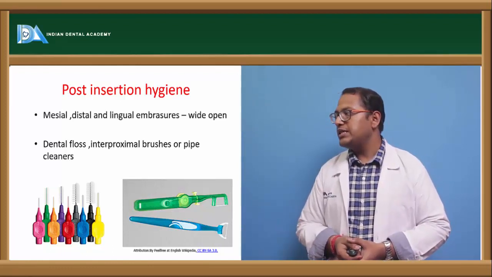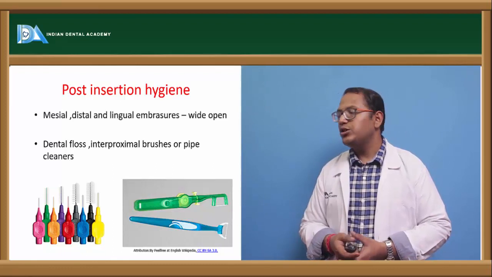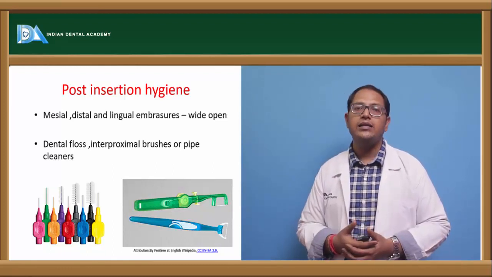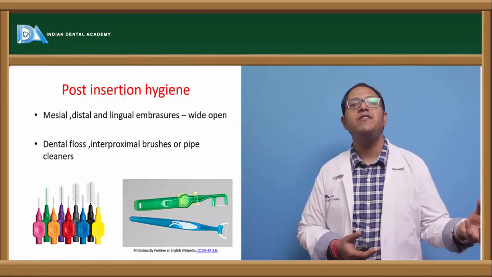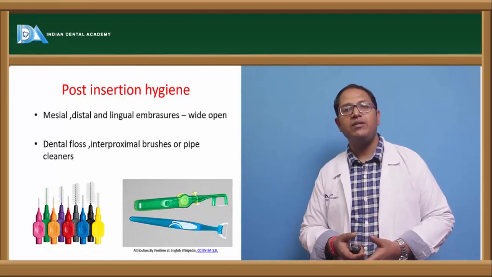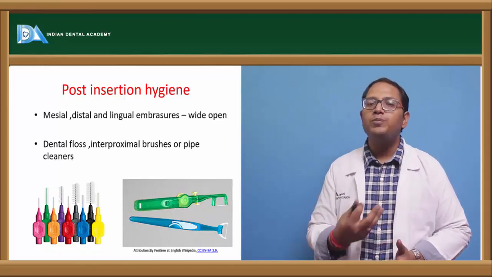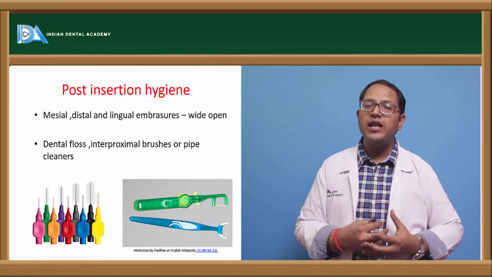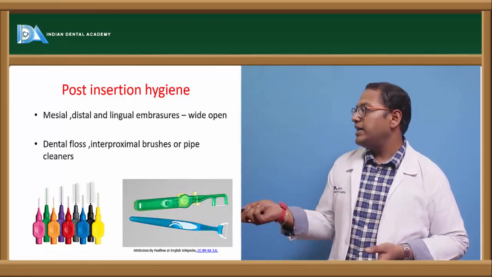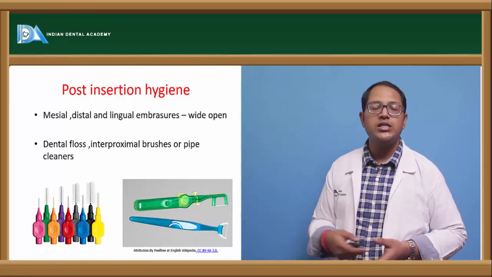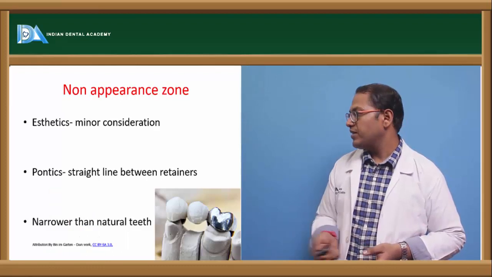Also, the mesial, distal and lingual embrasures should be kept wide open so that the food has a spillway by itself. A spillway is created for the food to pass away. So there will be a spillway created by the mesial, distal, and lingual embrasures, which will be wide open.